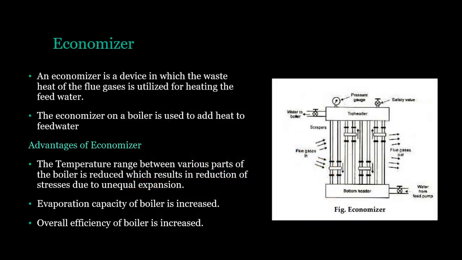A superheater is a device used to convert saturated steam or wet steam into dry steam used in steam engines. An economizer is a device in which the waste heat of the flue gases is utilized for heating the feed water. The economizer on a boiler is used to add heat to feed water. Advantages of economizer: the temperature range between various parts of the boiler is reduced, which results in reduction of stresses due to unequal expansion. Evaporation capacity of the boiler is increased. Overall efficiency of the boiler is increased.